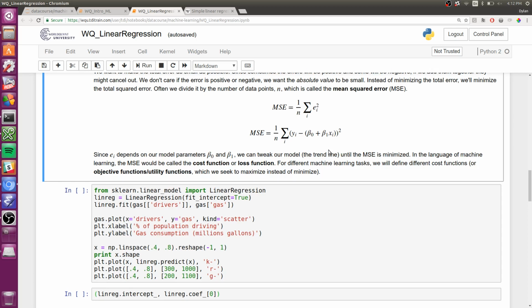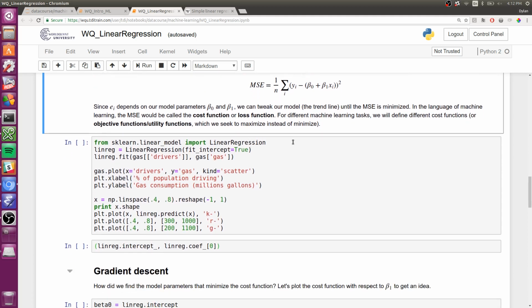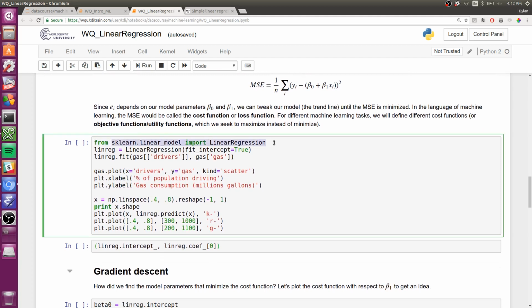But knowing that our goal is to minimize the mean squared error is important, and that will show up time and time again in machine learning problems. So in scikit-learn, we can do this quite easily. We can import a linear regression estimator. We can initialize this estimator, so we construct a linear regression object.